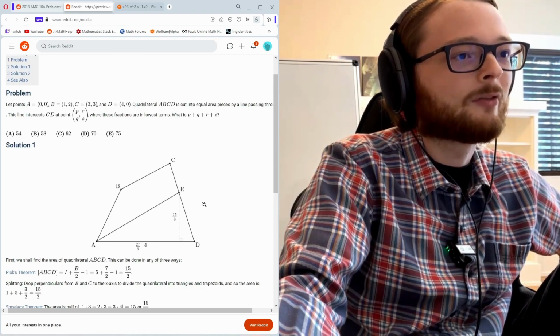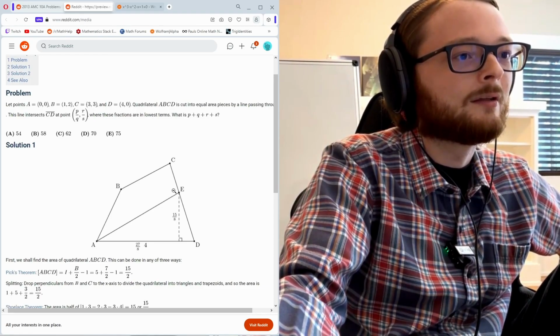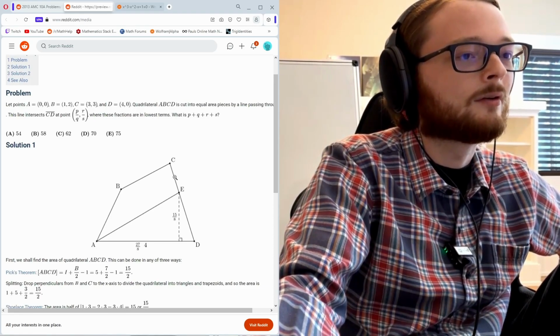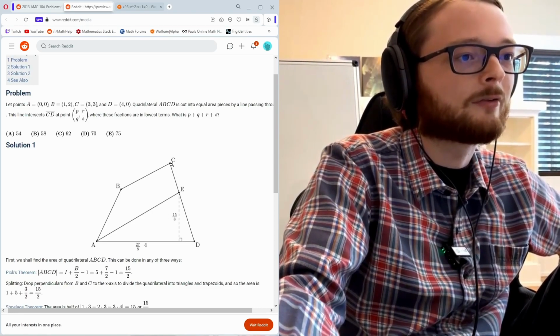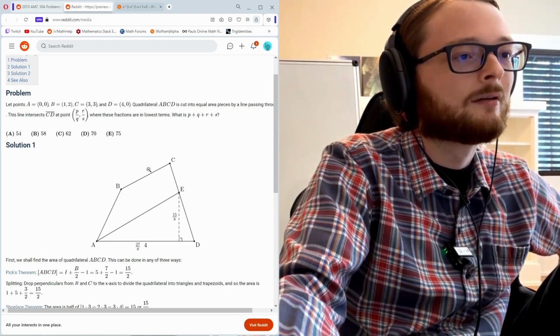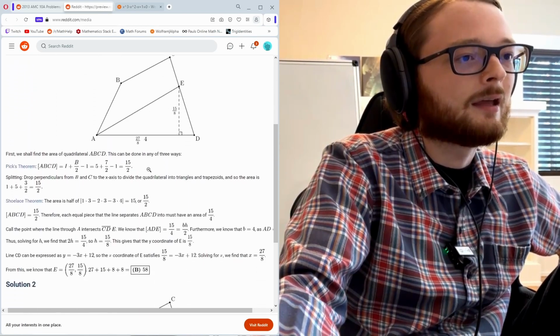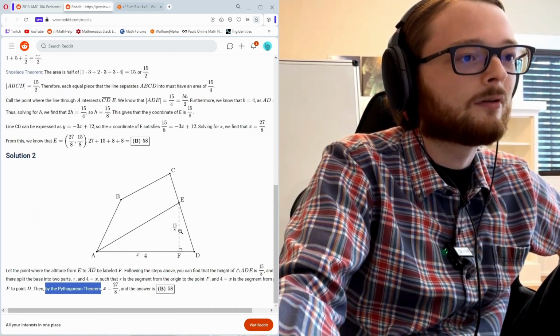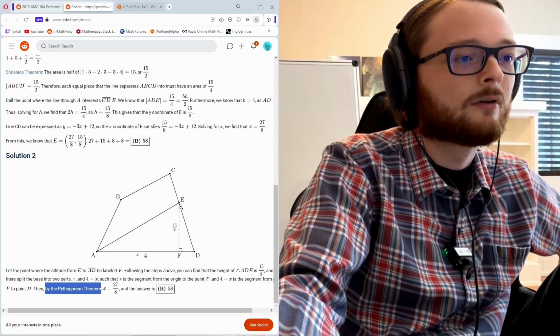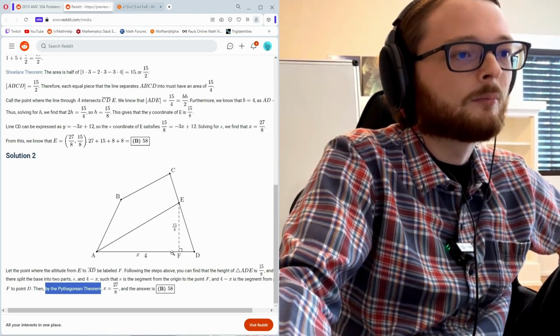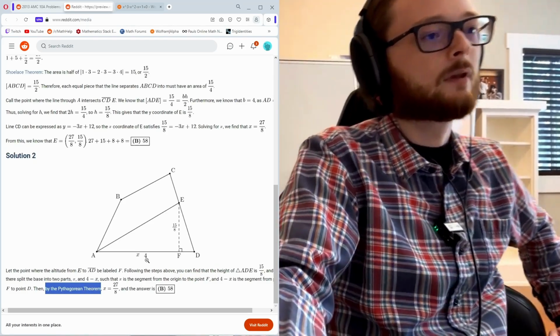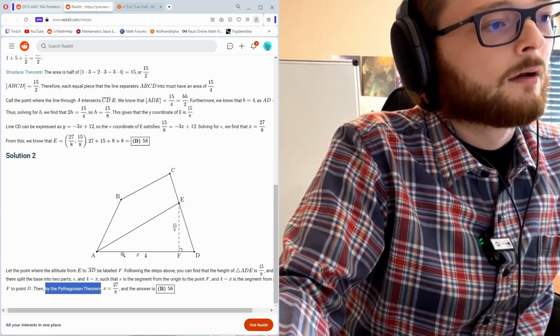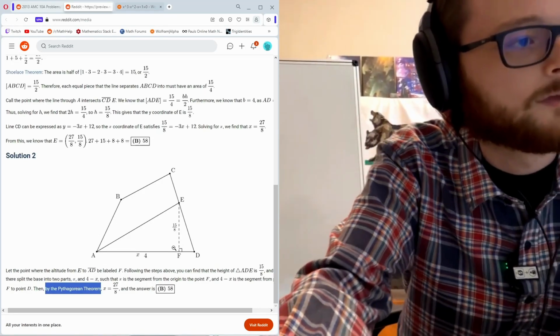But yeah, basically the goal is to find the point E where it intersects CD. And so they work out what the height is, and they say at the very end here, Pythagorean theorem to get like how far its x coordinate is, basically.